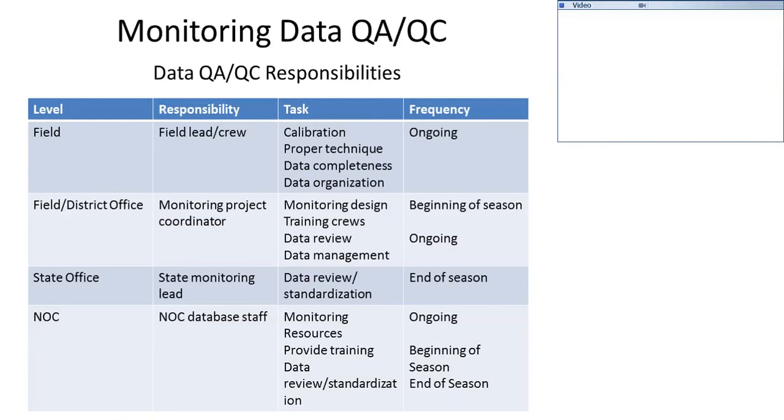AIM has put a really big emphasis on quality assessment and quality control of data. This is our basic table that we use for data QA/QC: who's responsible for what levels in the organization, where it happens, and what the tasks actually are. And like I said, it starts with training and calibration of your crews, and it goes all the way through until the data are actually deposited in the Terradat database at the top.